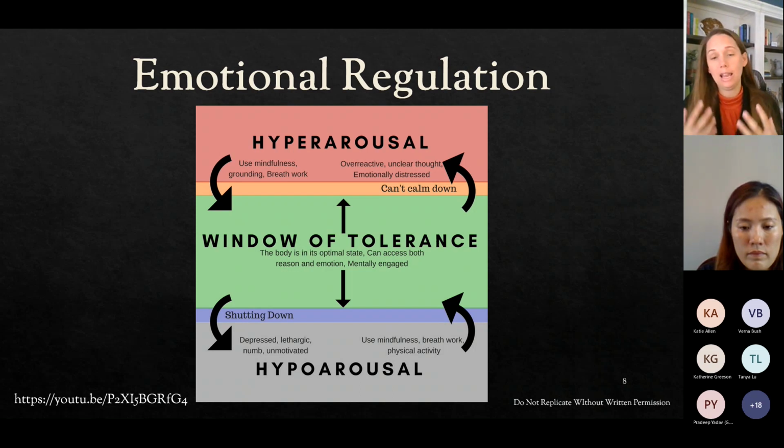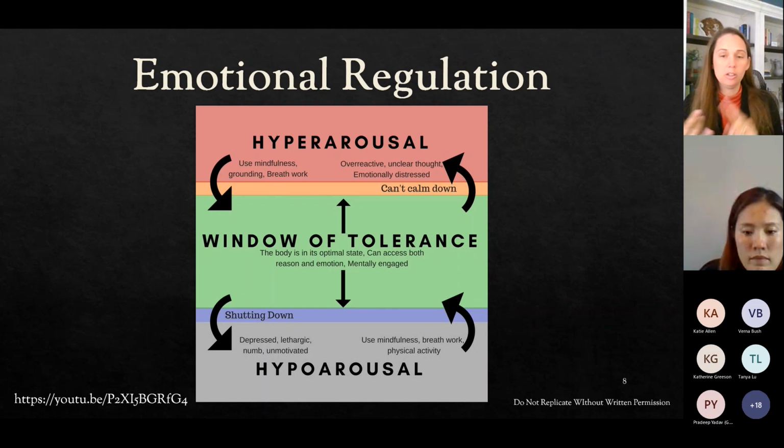Hyperarousal is when they can't handle the stressful situation that's being presented to them, and they upregulate by yelling, screaming, having a meltdown, getting really upset.